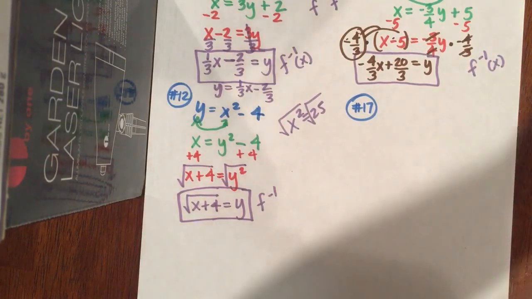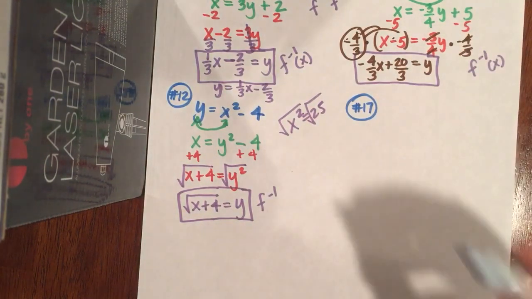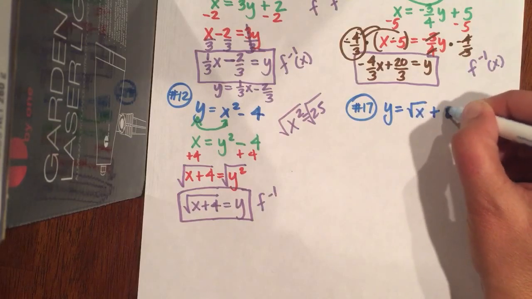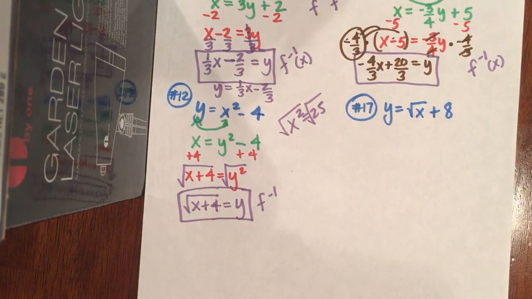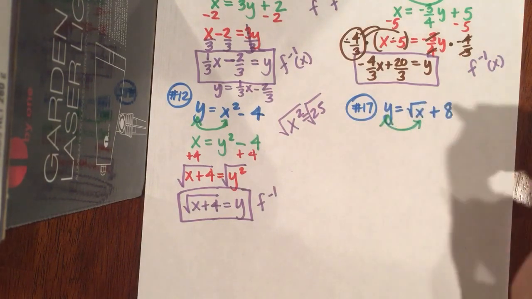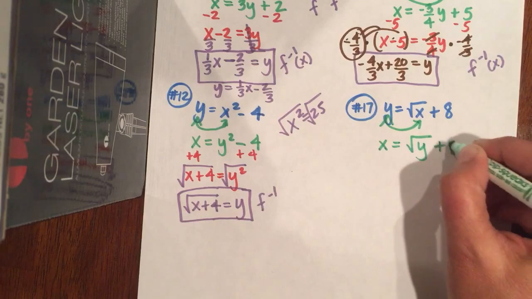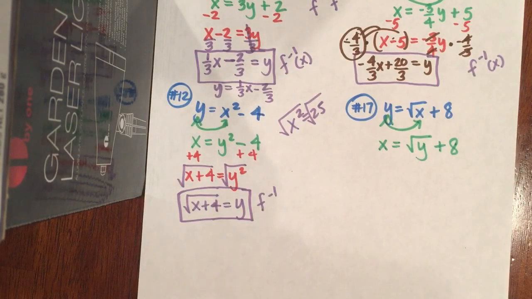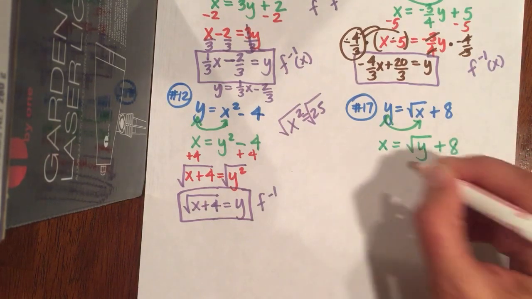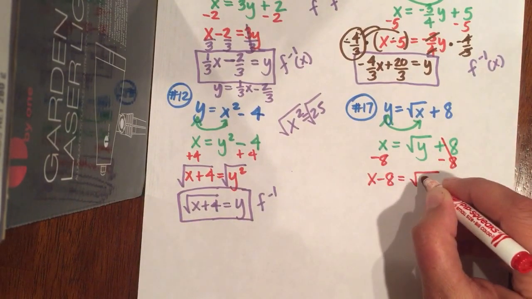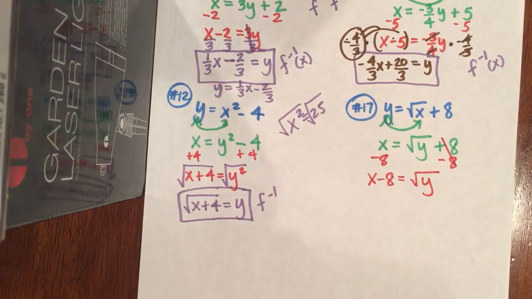So let's do one more. Let's look at number 17. Number 17, we have y equals the square root of x plus 8. Okay? So I want to find the inverse function where the domain and range switch. So I am going to flip the x and y. So I now have x equals the square root of y plus 8. So I'm going to solve this equation for y. So the first thing I do is I subtract the 8, and that gives me x minus 8 on this side and square root of y on that side.